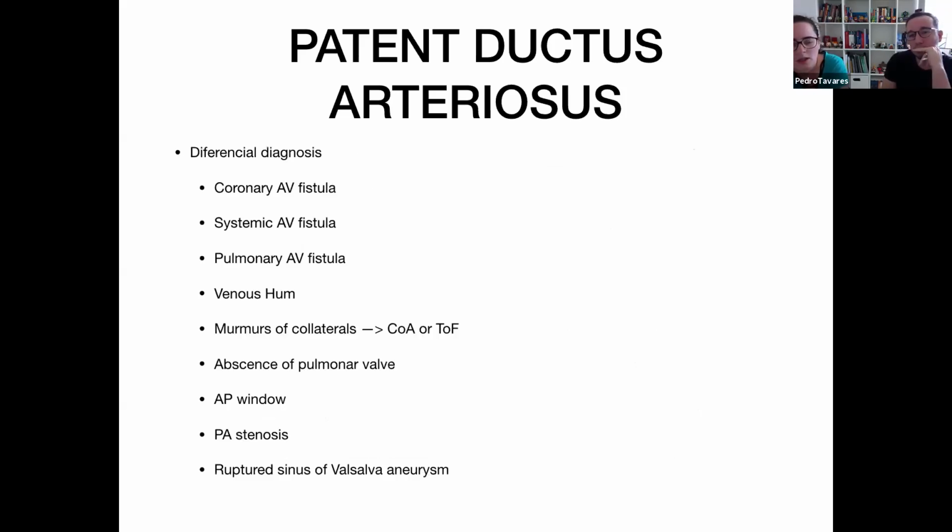There are some differential diagnoses of the patent ductus arteriosus, like coronary AV fistula, systemic AV fistula, pulmonary AV fistula, venous hum. Sometimes you can have some difficulty when you do the physical exam because of the murmurs of collaterals, like in coarctation or tetralogy of Fallot. Patients with absence of pulmonary valve, AP window, PA stenosis, and ruptured sinus of Valsalva aneurysm.